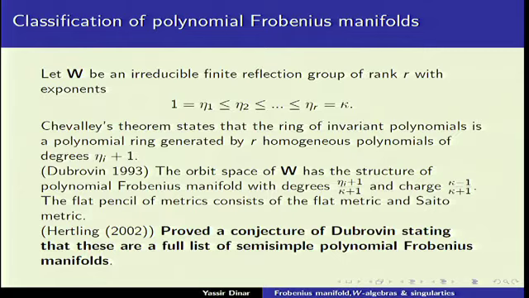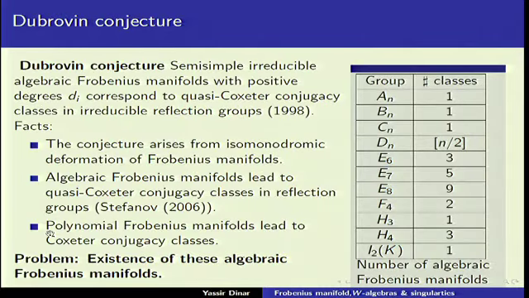The conjecture I'm working on is a generalization of this one. Instead of looking for polynomials, we are looking for algebraic ones. And the algebraic case actually has another conjecture, and this conjecture says that the algebraic Frobenius manifolds correspond to quasi-Coxeter conjugacy classes in irreducible reflection groups.